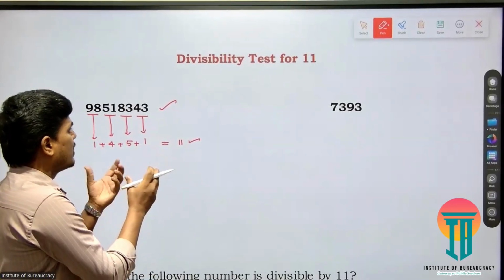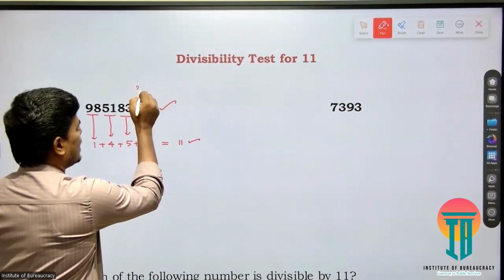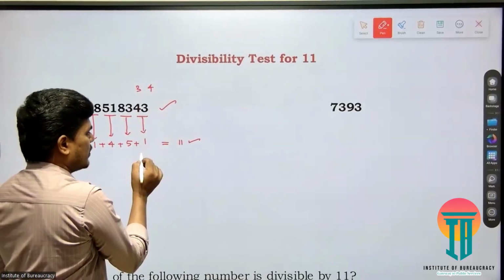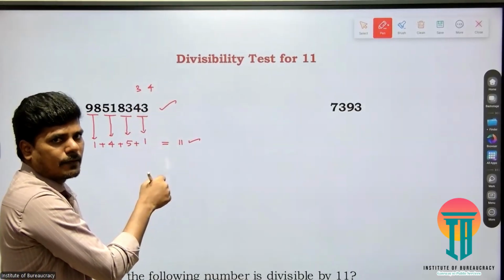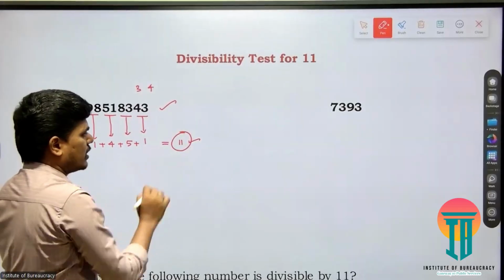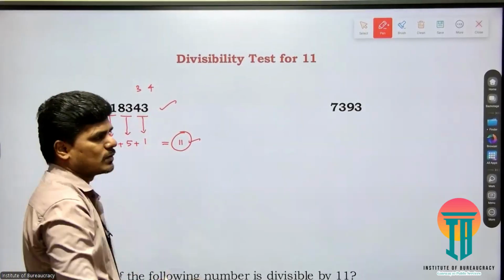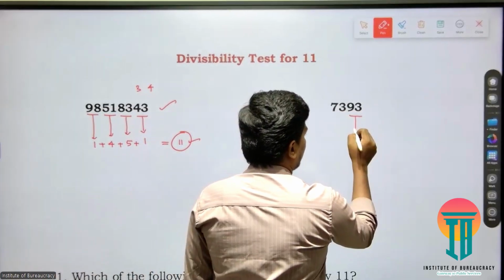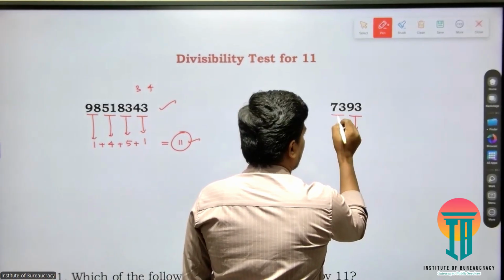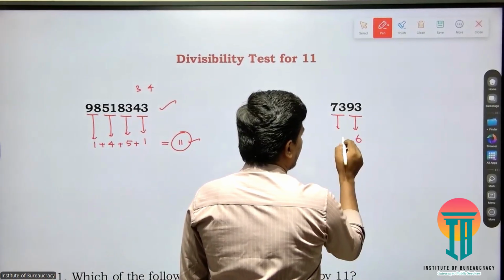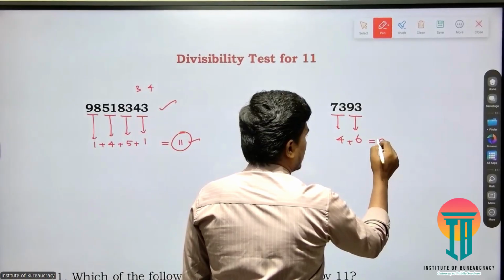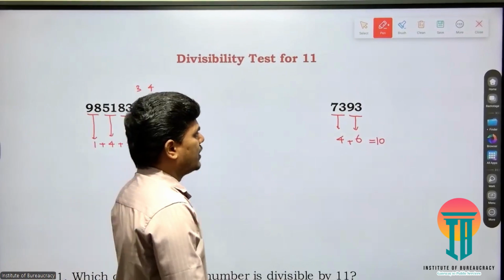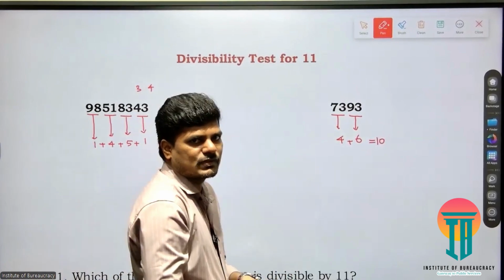Add the numbers. Even if you get, suppose, 3 and 4, the difference is going to be minus 1. 3 minus 4 is minus 1, and you are going to write minus 1. And whatever final answer you get when you add, if it is a multiple of 11, the number is divisible by 11. Now, if you apply the same concept here, the difference here is going to be 6, and then here it is going to be 4. Again, the addition is going to be 10. Therefore, this number is not divisible by 11. So, this is how we have to apply the divisibility test for 11.